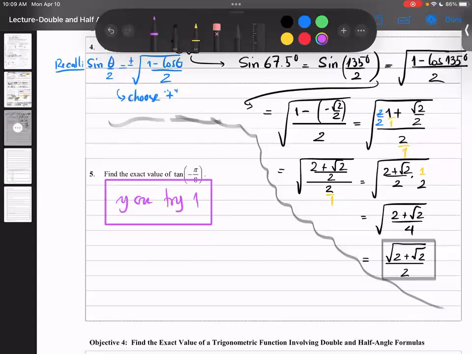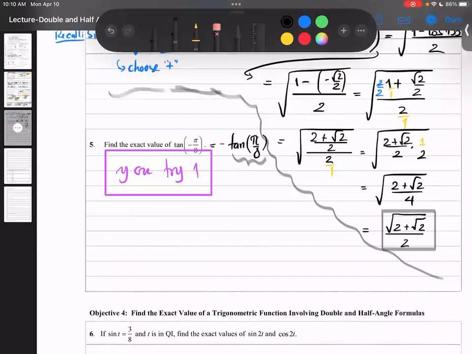My advice to you, Tianchen, is odd function or even function? The only two even functions are what? Cosine, secant, right? It's easy to remember. Everything else is odd. What happens to the negative if it's odd? Move to the front, right? So move the negative to the front, get out of the way. Just leave it there for a moment. Negative tangent of pi over 8. And I want you to focus on tangent of pi over 8 first. The negative, you just leave it alone for a minute, and then at the end you put it back, right? Again, using the half angle formula.